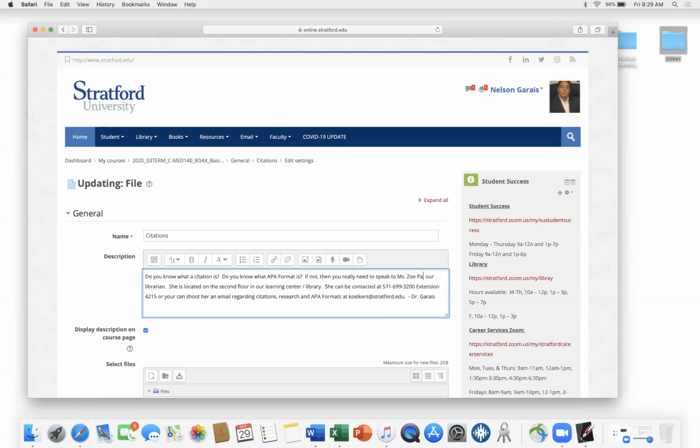And you can contact her at zpage@stratford.edu. And you could try calling the library. We have a system where the messages get transferred to our email. But the best is, if the messages get transferred to your email, I just contact the person directly via email.